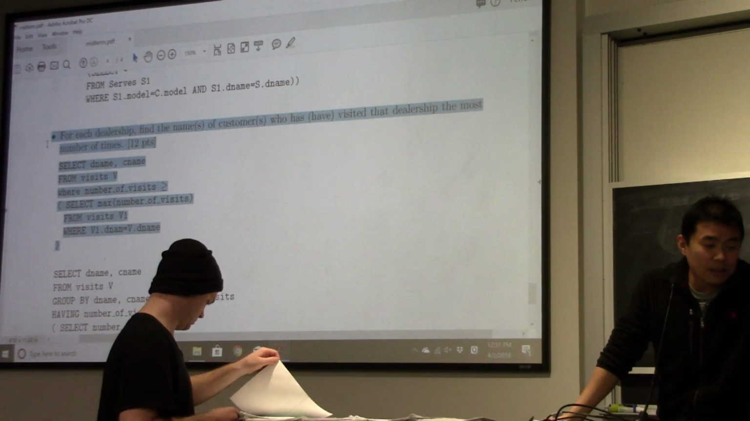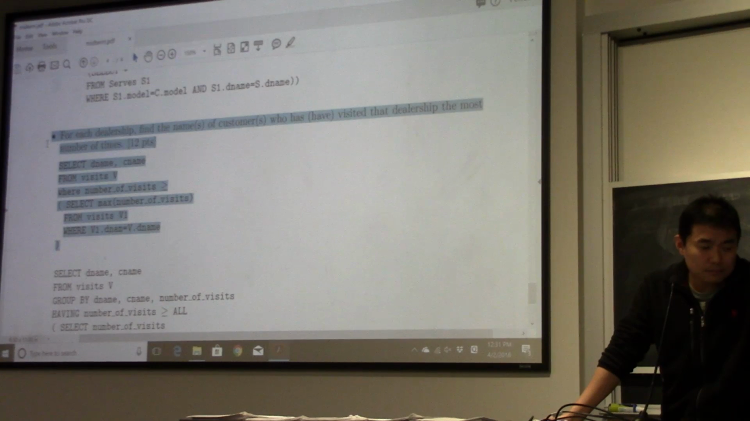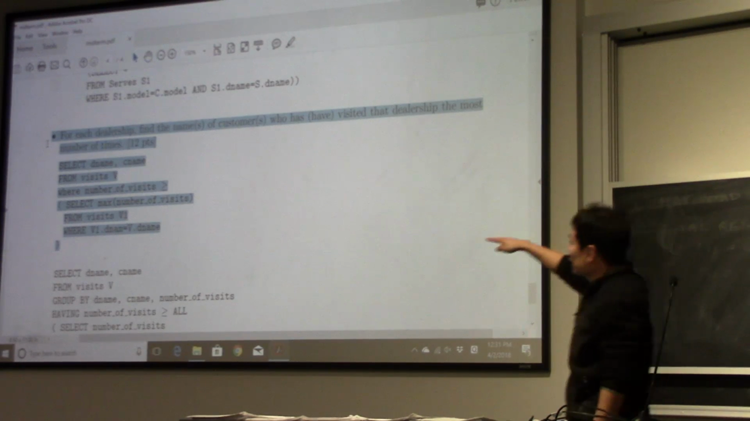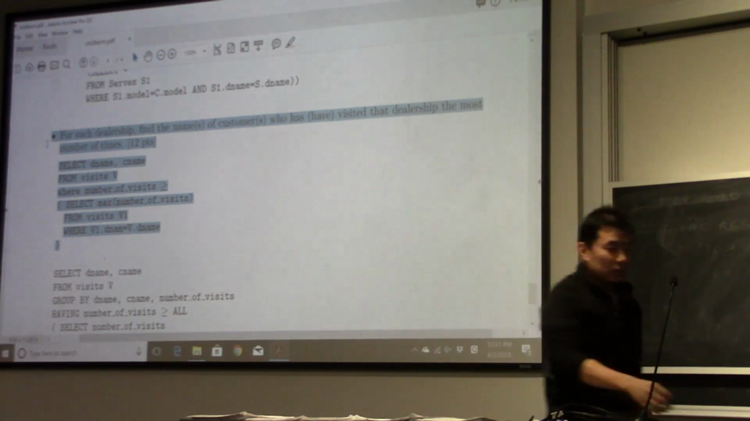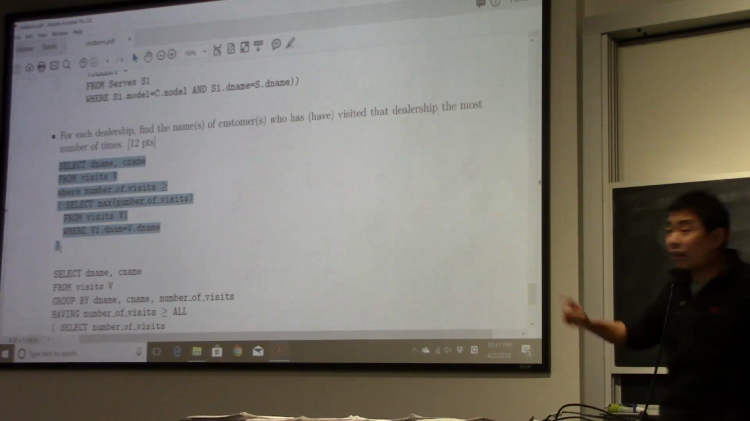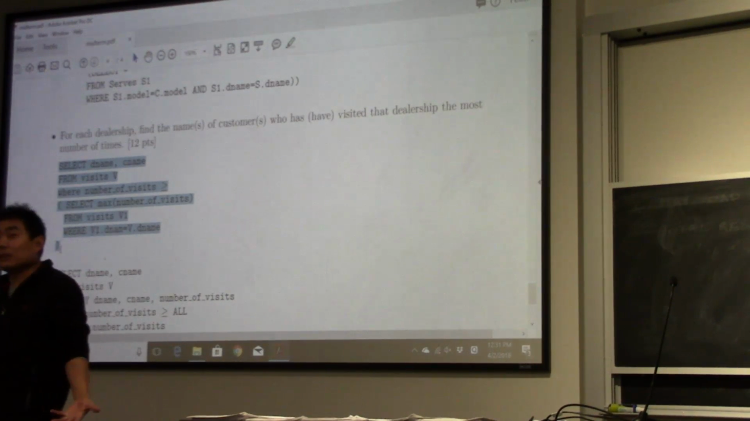The first one says, you basically linear scan the visits table. You print out the D name and customer name. You need to print out both of them. You say the number of visits for a given visits record must be the maximum for any person who visited that same dealership. That's it. It's not that complicated.